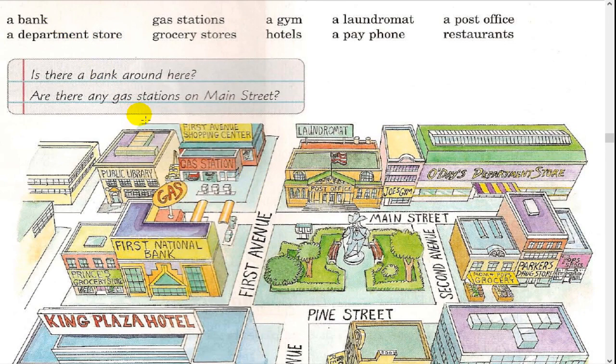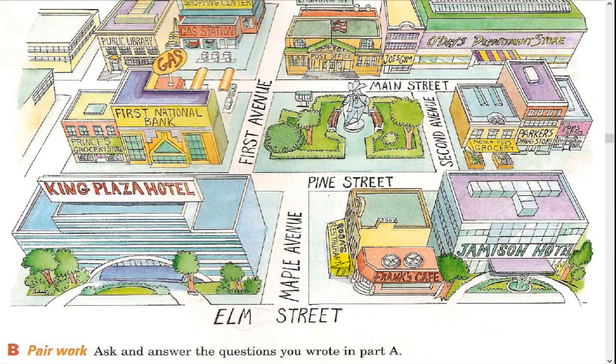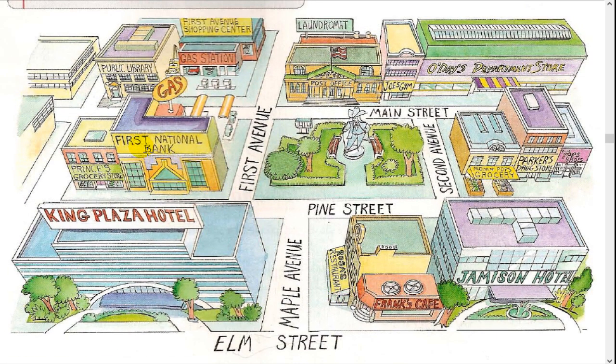A bank. Is there a bank near here? Is there a bank around here? Where is the bank? First National Bank. Someone asks you, is there a bank near here? Yes, there is. There is one on Pine Street. The First National Bank is on the corner of First Avenue and Pine Street. There is one next to Prince's Grocery Store.